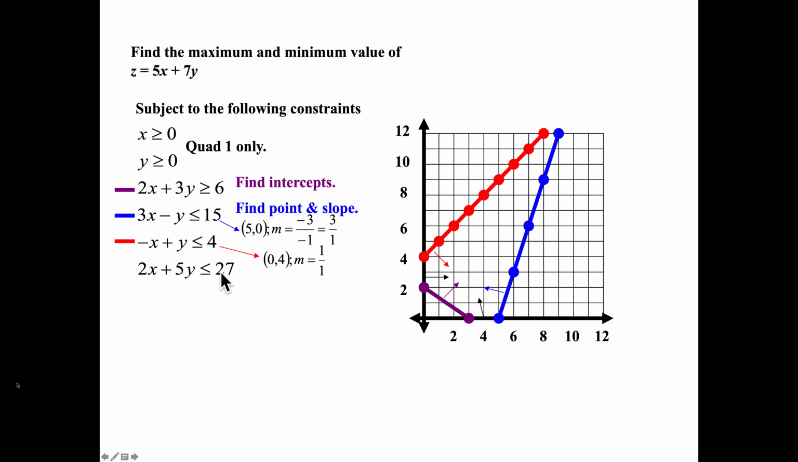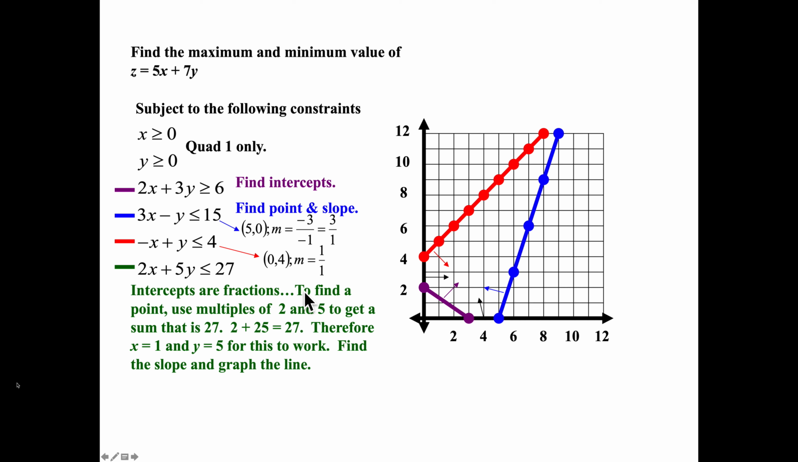the 5 doesn't go into 27, and converting this into y equals mx plus b is just going to give us a bunch of fractions. So here's a way we can cheat. Find multiples of 2 and 5 that create the sum that is 27. Well, I know that 5 times 5 is 25, so if y were 5, and 25 plus 2 is 27, that means x is equal to 1, then this would be a point that's on that line.